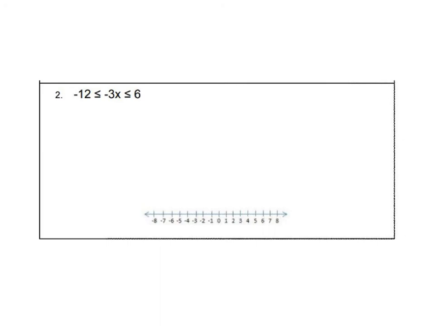Okay, looking at example 2. All right, a little bit easier. And the only thing we have to do here is divide by -3. Now again, we are dividing by -3, so this is going to tell us we need to flip, and in this case, both of our signs. And then we continue solving.